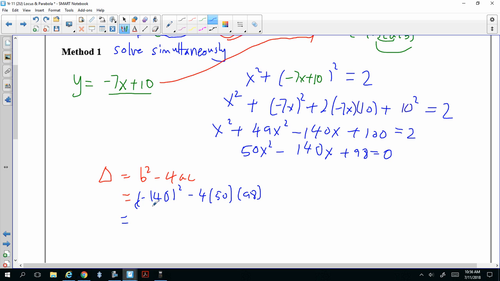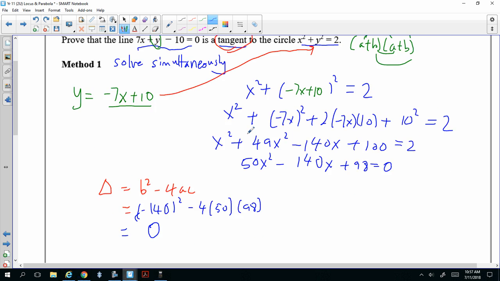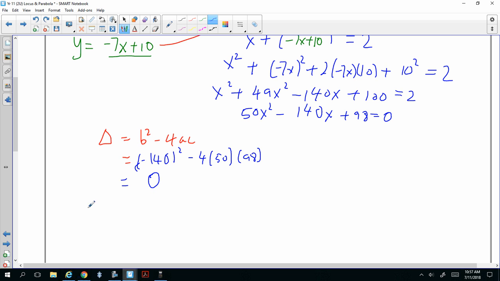Oh, 0. Okay, as we expect, right? It does say prove, right? Of course it's 0. Therefore, it is a tangent. Therefore, it's one solution. Therefore, the line is a tangent.